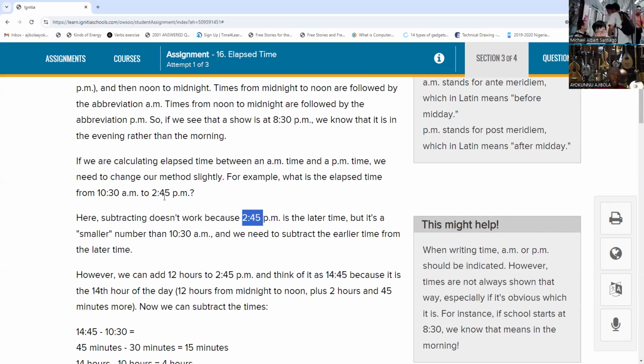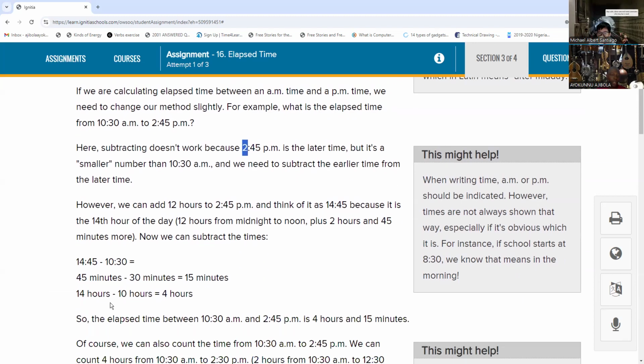So it will work. And we can say 14 minus 30 is 15. 45 minus 30 is 15. And 14 minus 10 is 4. So that'll be 4 hours, 15 minutes. And you can see 4 hours here, you can see 15 minutes.